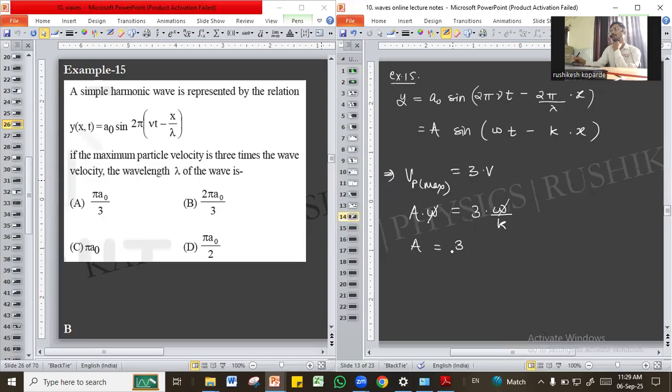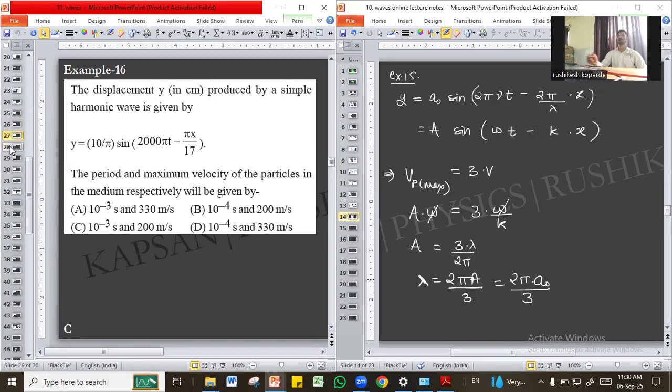Amplitude A is equal to 3 times. What is K? K is 2 pi by lambda. So what is lambda? 2 pi A by 3. 2 pi is 2 pi. A is what? A naught. So first find out the answer in our symbols, then convert our symbols into their symbols. Solve this.